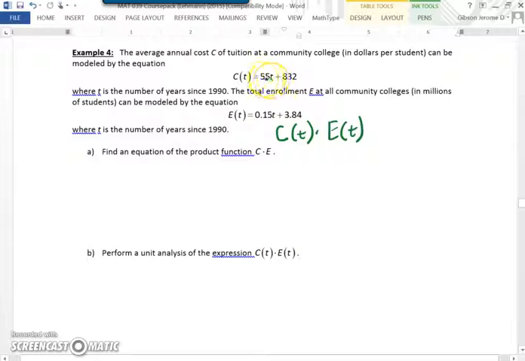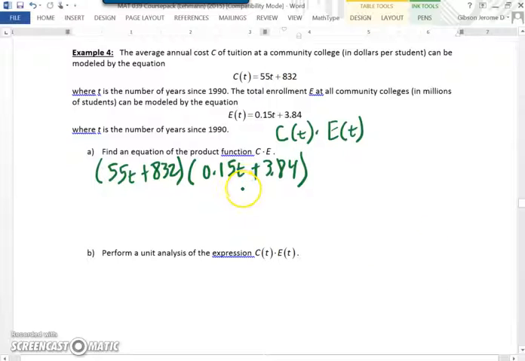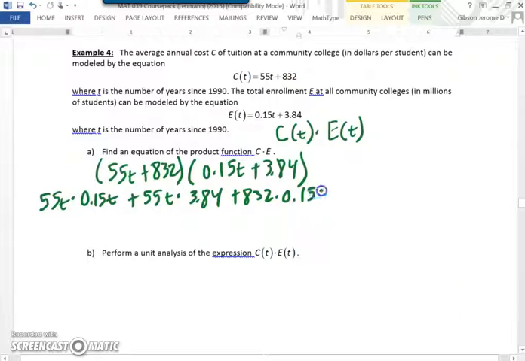So we could substitute in these expressions, which would be 55T plus 832, and we will multiply by 0.15T plus 3.84. Now, when we multiply this, we know we will have 55T times 0.15T plus 55T times 3.84 plus 832 times 0.15T plus 832 times 3.84.